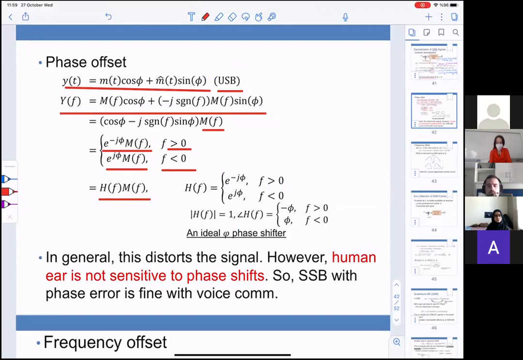An ideal phase shifter by theta, because for positive frequencies, it adds no magnitude change, it adds a negative phase, and for negative frequencies, it adds a positive phase. So this is some kind of distortion, but in the case of voice transmission, it is not an important distortion. But in general, it is distortion.